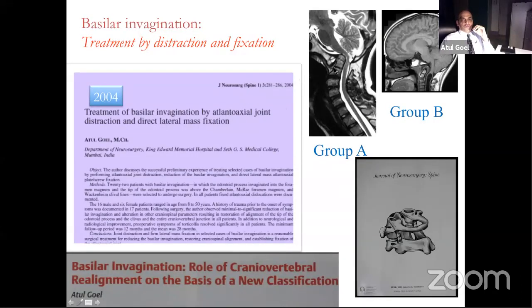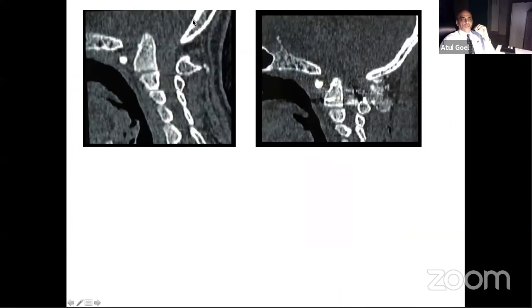In 2004, we said that there is no need to do transoral decompression. You can open the joint and reduce the basilar invagination in 2004, and you can do craniovertebral junction realignment. And we propose that there is no need for transoral decompression. So this was the basilar invagination.